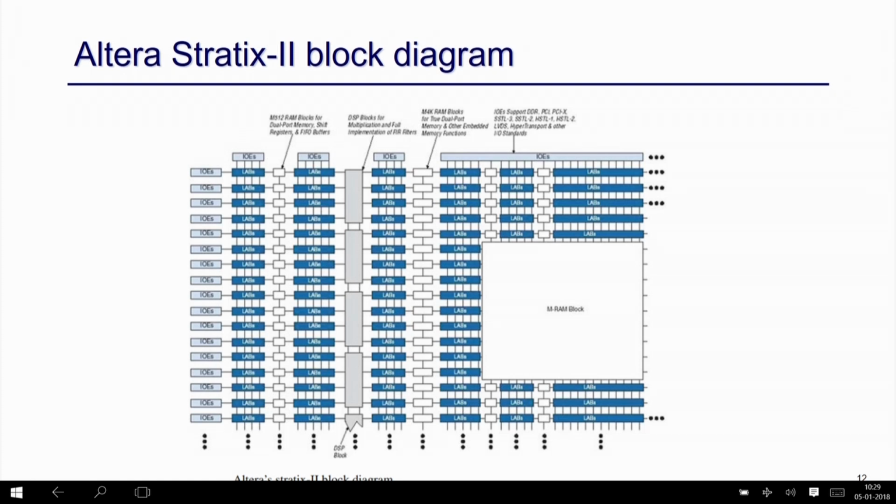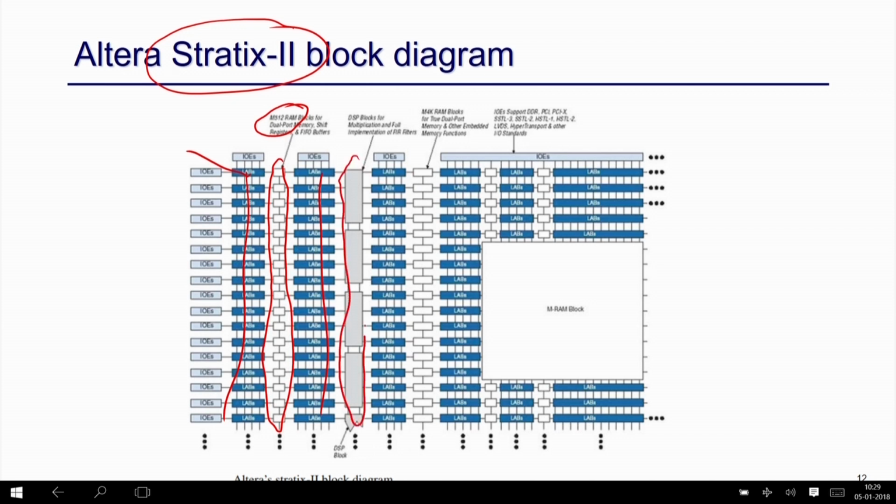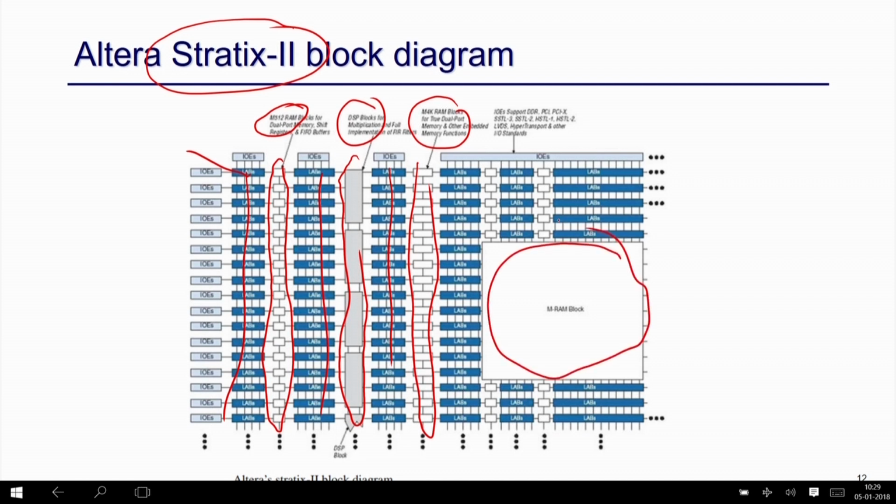Now if you look at a specific case, an example Altera Stratix 2 board, you can see here this LAB is nothing but the CLB. In Altera, CLBs are called LABs, logic array blocks. So you have a series of LABs, and some of them are smaller RAM, M512 bits RAM. This is also RAM, sorry, this is the DSP block, these are again LABs, and again there are smaller M4K bits RAMs, and there is a bigger RAM also. And the IOs are here.